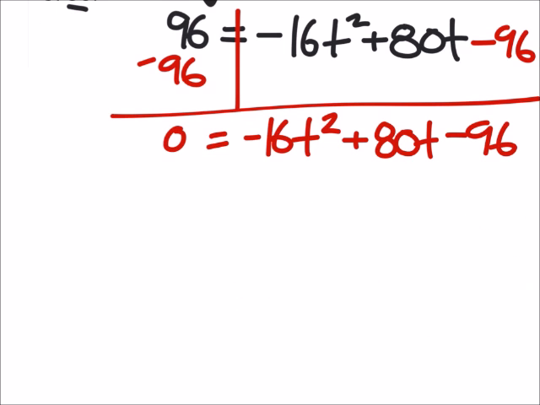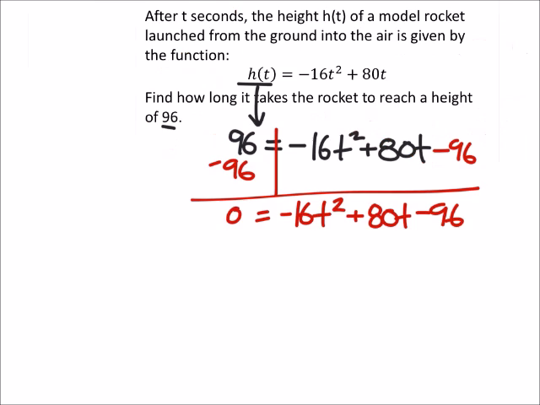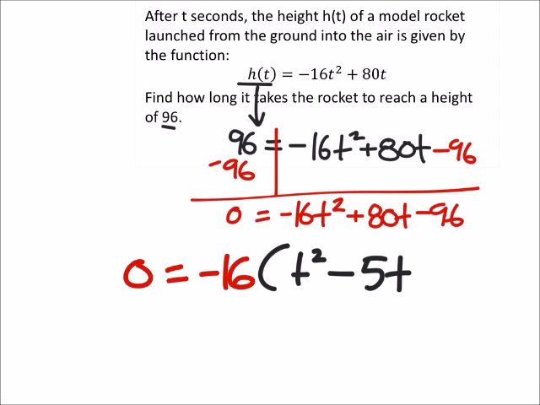All right, so right here we're just looking to factor a trinomial just like we would any other. Looking at these, I would just guess that 16 is a common factor for all three of these. So let's see if that will work. If I factor out a negative 16, because I want that leading coefficient to be positive, I get t squared minus 80 divided by 16, which is 5, minus 5t, minus 96 divided by 16 is 6. That worked out really well.